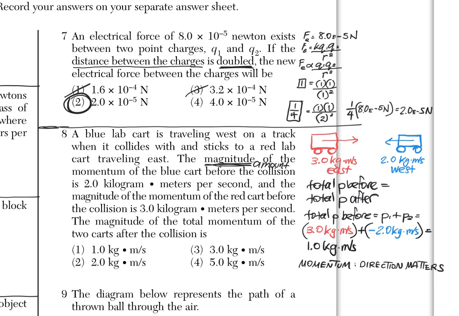So yeah, for this question, if you got choice 4, 5 kilogram meters per second, because you were just doing 3 plus 2, don't feel bad because you got the right idea. That is the total momentum. But direction matters. So it's not 3 plus 2, it's 3 plus negative 2, aka 3 minus 2, which is 1 kilogram meter per second.